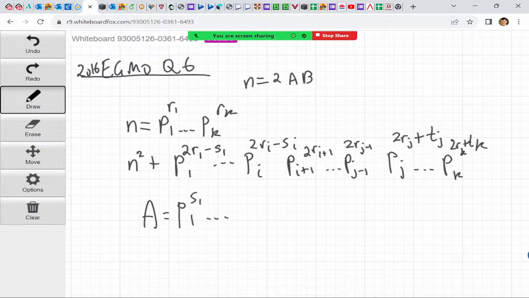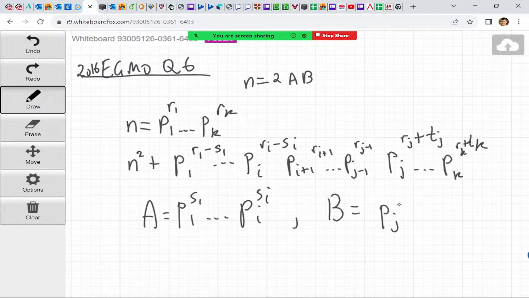Oh, okay. So there shouldn't be any 2's here. The 2's come later. So this Pi Si, that's our A. And the B would be like our Pj Tj all the way up to Pk Tk, right?